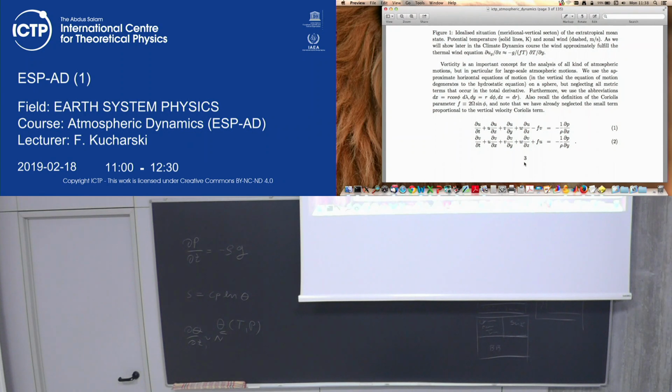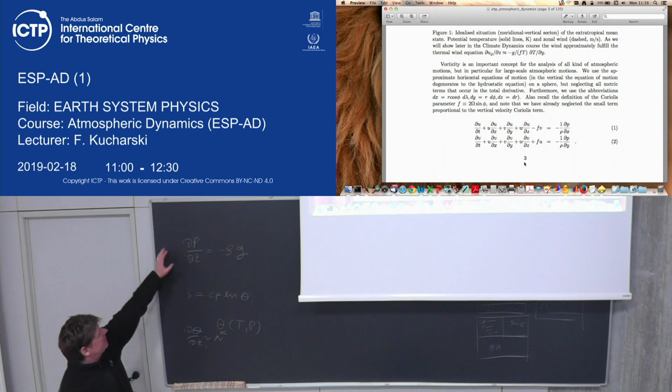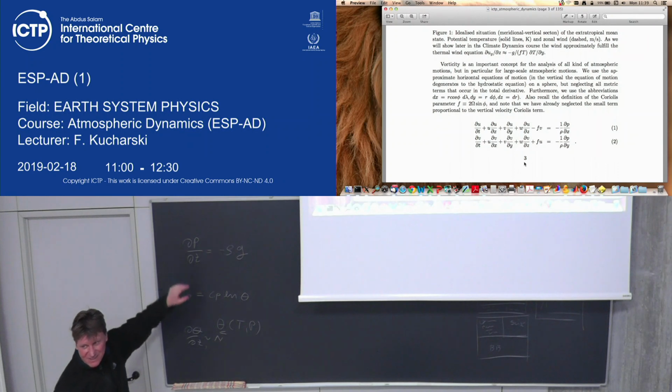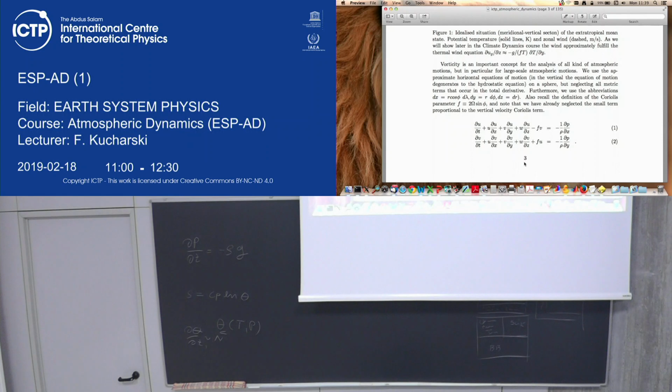If we have a numerical model, let's say, of weather or climate forecast, what is the size where we would have to take into account perturbations from this equation and maybe have a non-hydrostatic equation? Do you have an idea? Under 10 kilometers. Under 10 kilometers, that's right.